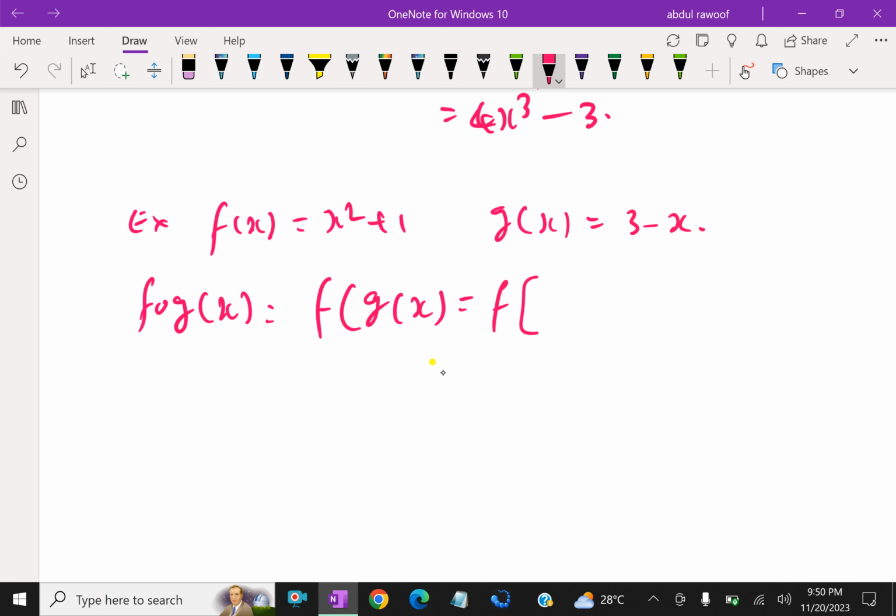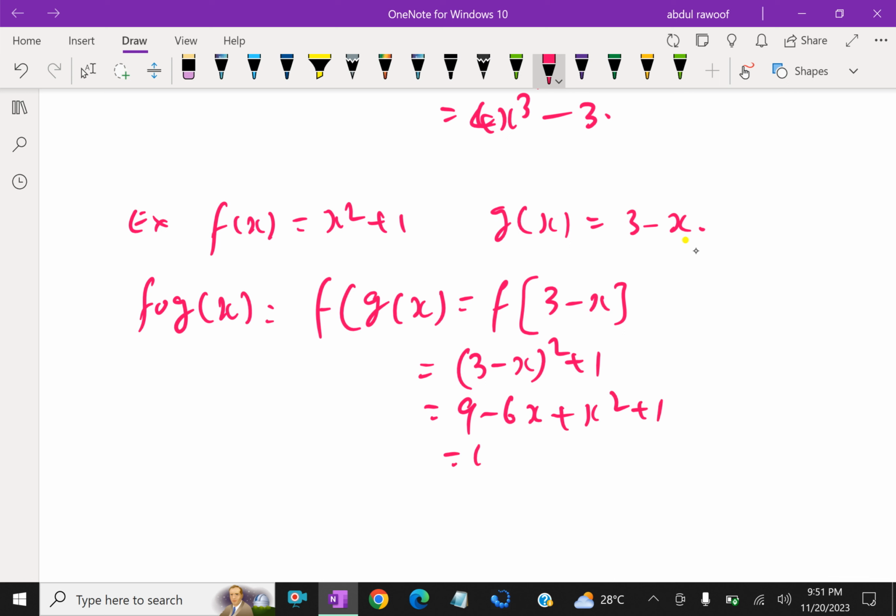f we write as it is, and g of x is 3 minus x. Then operate with f, which is x squared plus 1, so we treat g as x now. That gives 3 minus x, the whole squared, plus 1. Then open the bracket: 9 minus 6x plus x squared plus 1, which is equal to 10 minus 6x plus x squared.